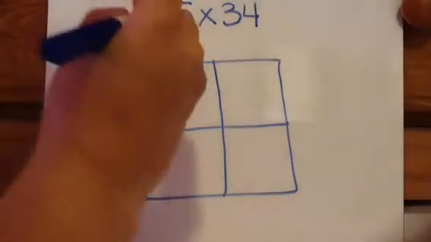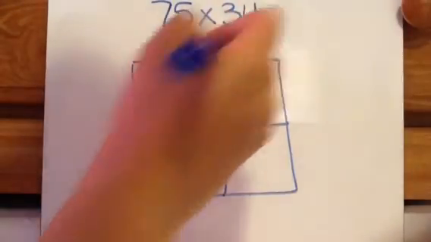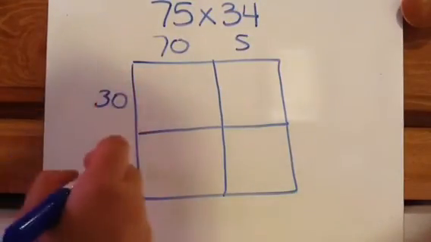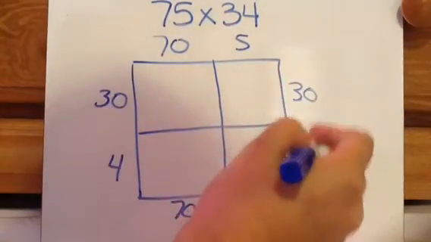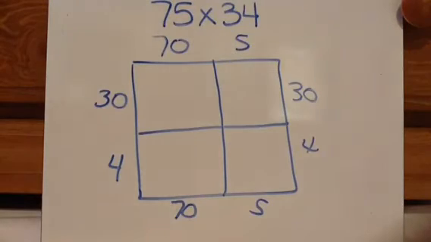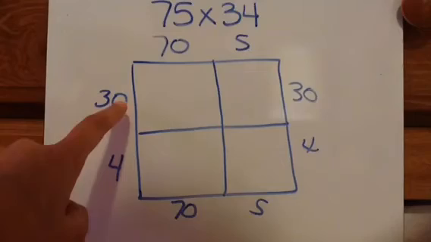Okay, so 75 should be broken up into 70 and 5. 34 is broken up into 30 plus 4. And as always, you can go ahead and put all these to help you. All right, next step, what I want you to do is do the multiplication. So I'm going to do the first one for you.